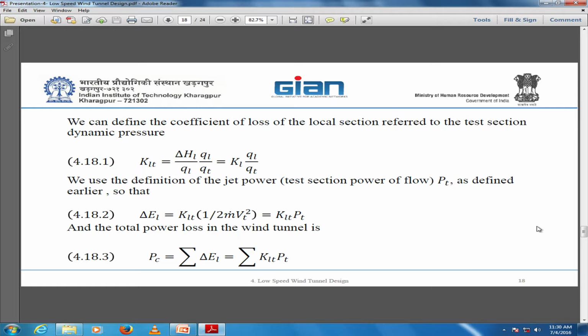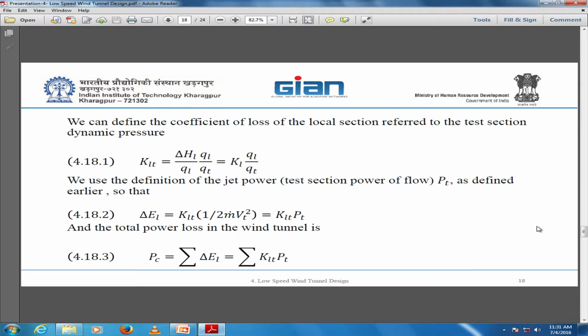And finally, the total energy loss is the summation of all the head losses in all sections. So P_C, the total power loss, is the summation of all the losses in all sections, times the power in the test section.